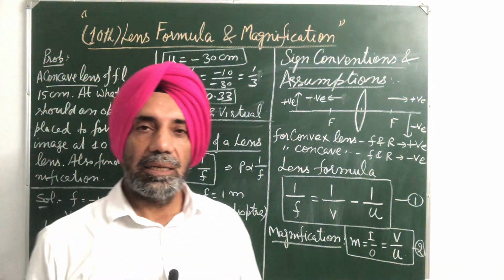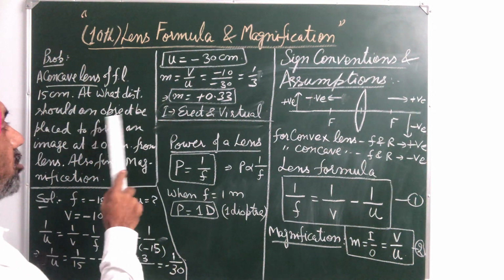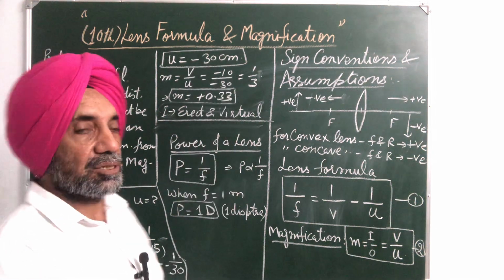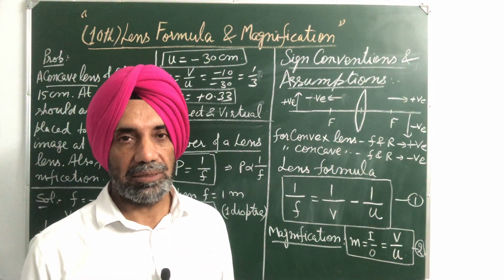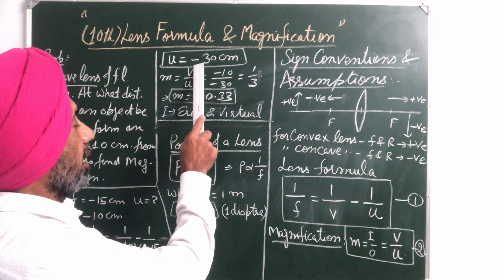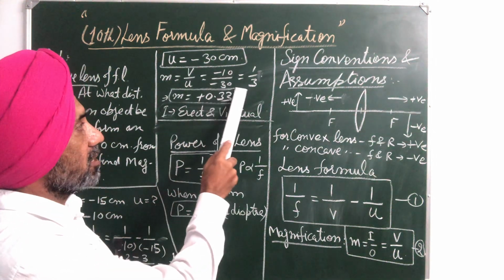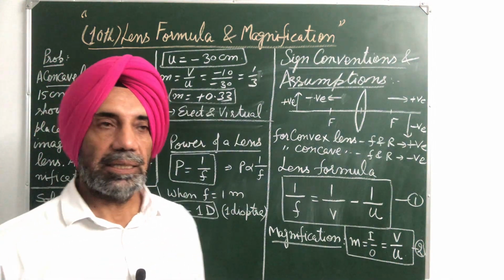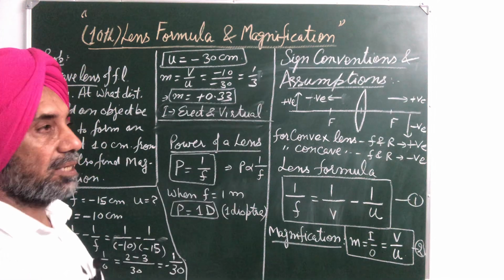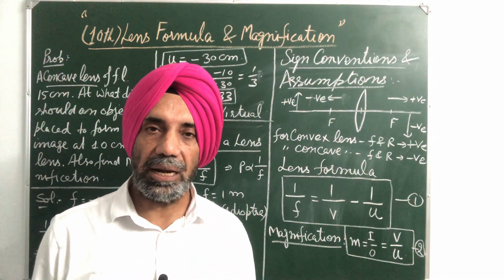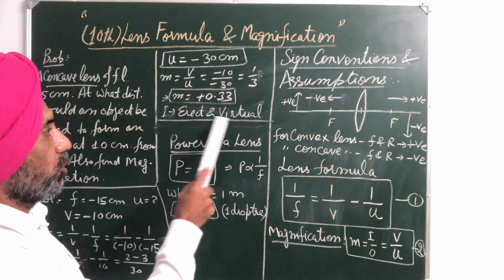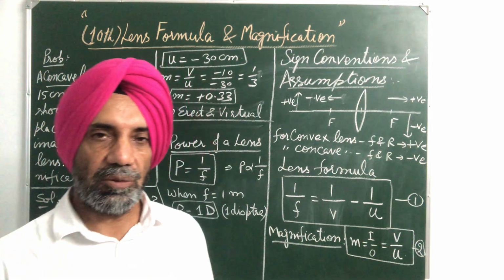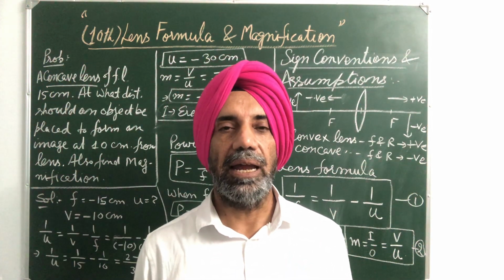It means if the image is formed at a distance of -10 centimeter from the lens, the object must be placed at a distance of -30 centimeter from the lens. And if we calculate magnification, m = v/u = -10/-30 = 1/3, or m = +0.33. That is, the size of the image is 1/3 of the size of the object. So the image is smaller in size. And it proves that if m is positive, the image formed is erect and virtual, because in case of a concave lens, the image formed is always erect and virtual.